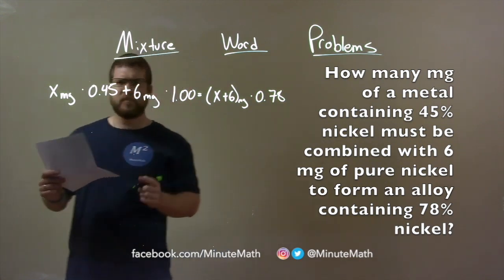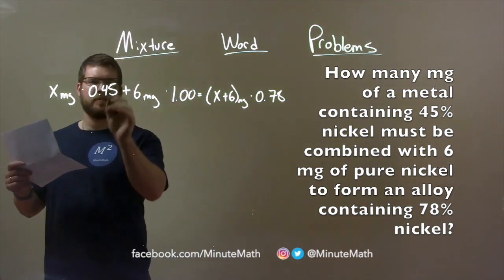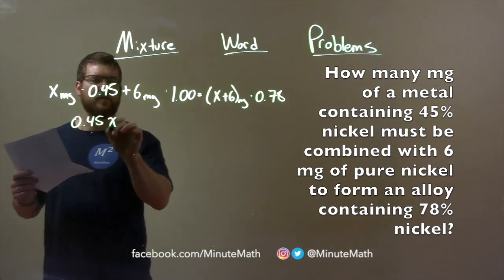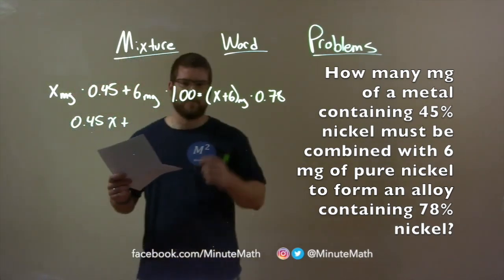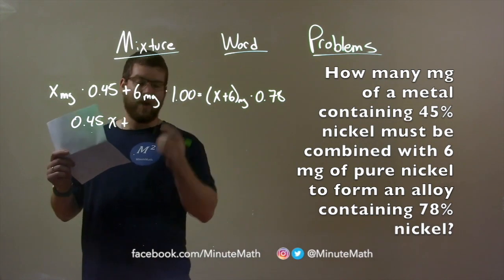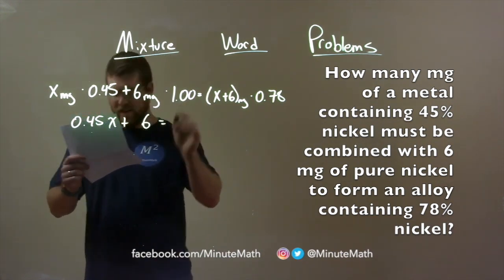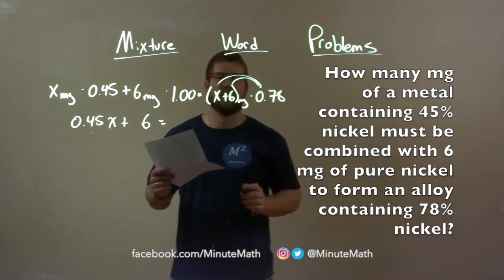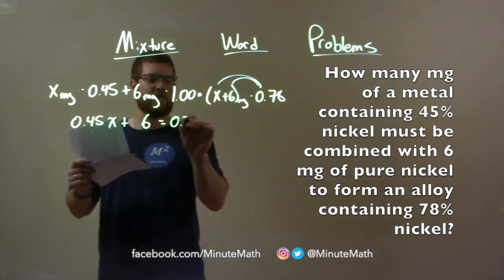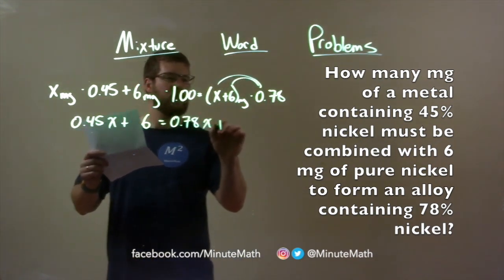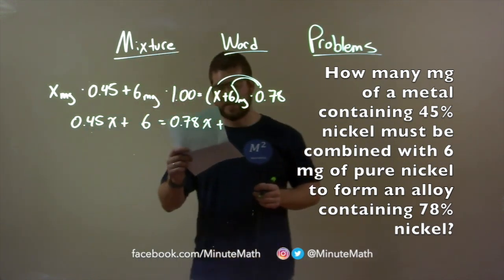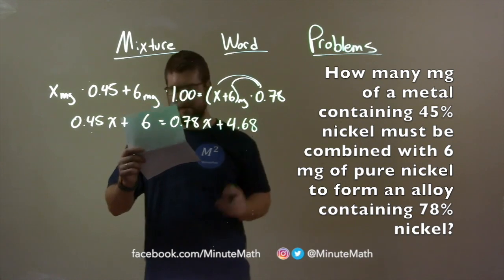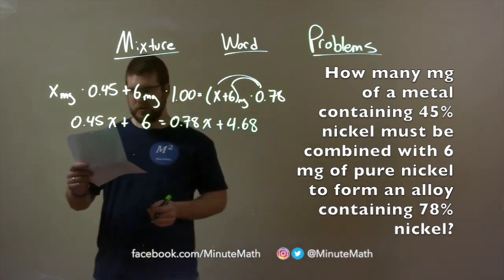Okay? So let's simplify this up here. This first part, let's write it as 0.45X plus 6 milligrams times 1, which is 6, is equal to, now let's distribute 0.78 to both parts. So it is 0.78X plus 6 times 0.78, which comes out to be 4.68. So we're on our journey to solve for X.